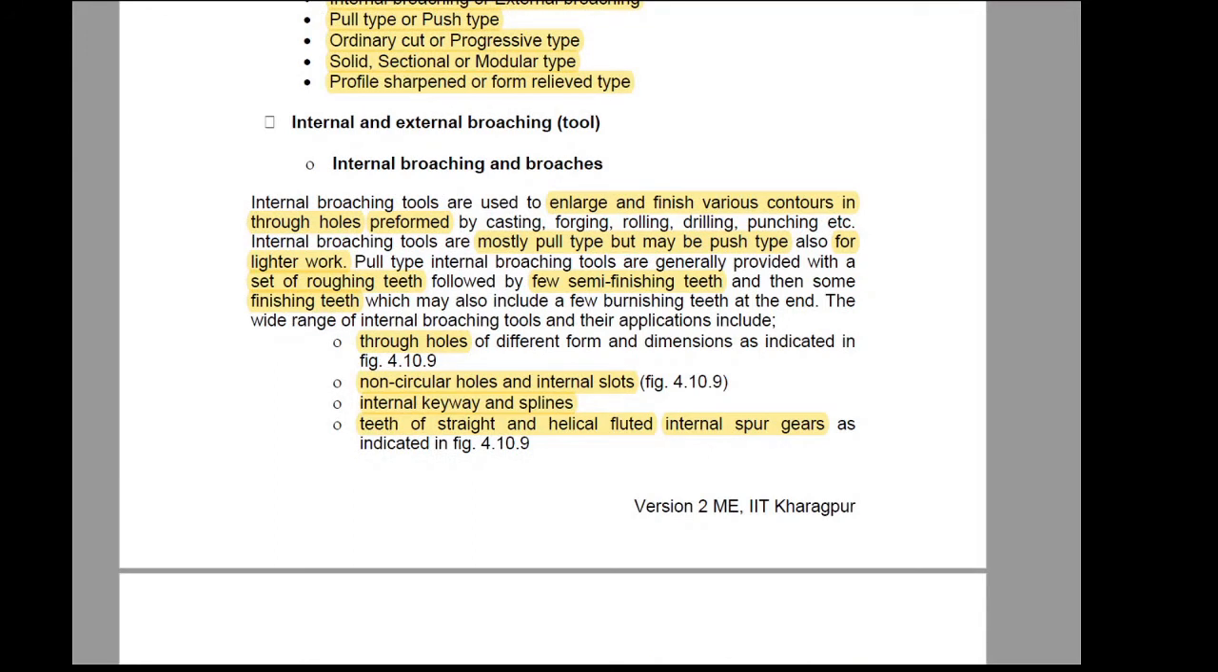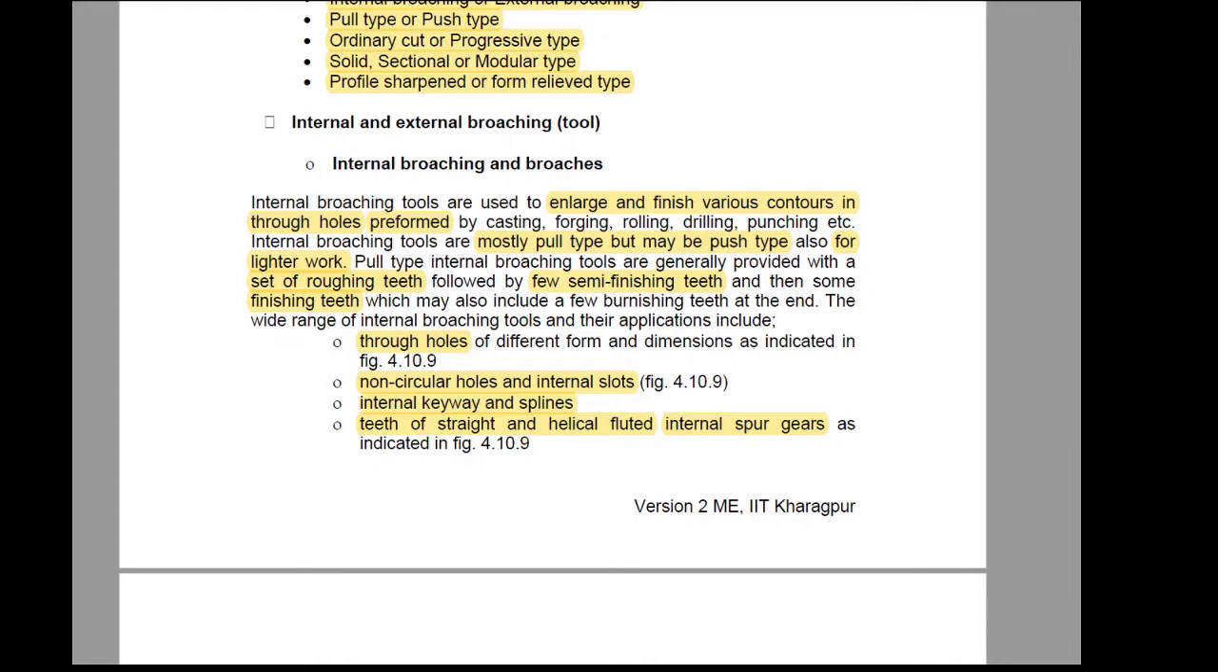Internal broaches are used for enlarging and finishing various features of the holes present in objects made by casting, forging, rolling, drilling, punching, etc. These broaches are mainly intended for finishing through holes, non-circular holes, internal slots, internal keyways, splines, etc. They can also be used for finishing the teeth of spur gears.